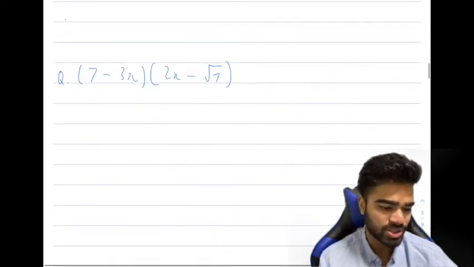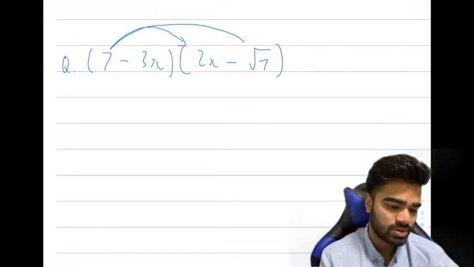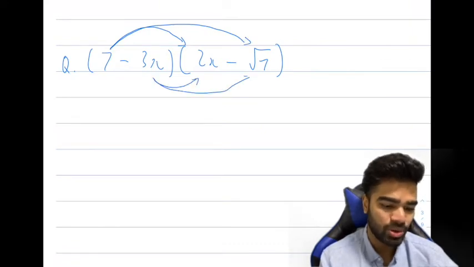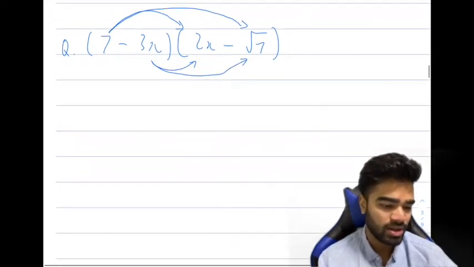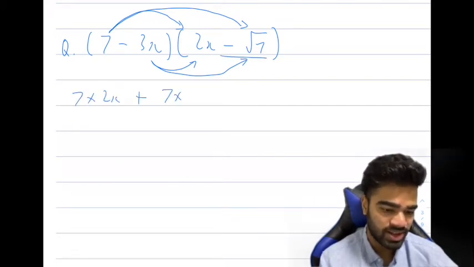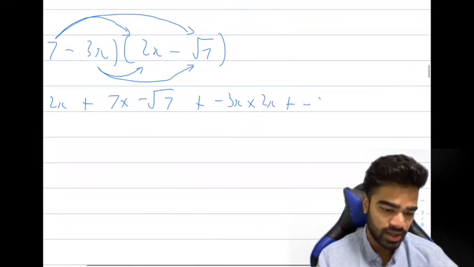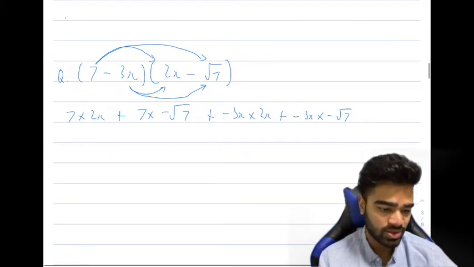Don't worry, we'll do more questions, so you'll understand. So again, same thing. Top 2 multiplied by bottom 2. Again, pause and do this question if you don't know. All right, first we do 7 multiplied by 2x plus 7 multiplied by negative root 7. Plus, always a plus, negative 3x times 2x plus negative 3x times negative root 7. Okay, so the bottom two arrows.